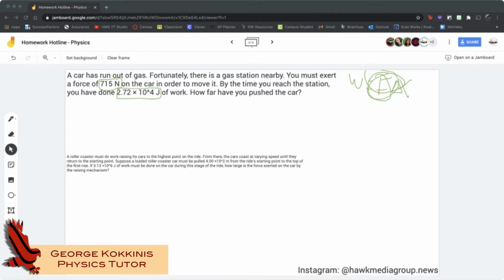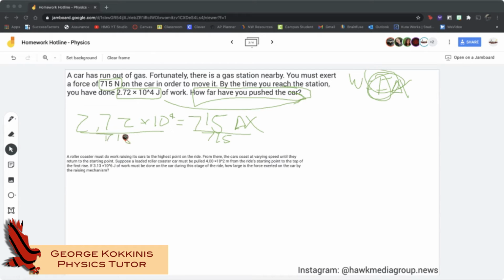So we can input these numbers into this equation over here, meaning work, 2.72 times 10 to the fourth power, is equal to force being 715 times distance. And we're trying to find distance because it is stated here in the question. Now, using basic algebra, we can divide 715 out of this and out of this, and that will get us 38.04 meters. Pretty simple, and that will just leave distance, meaning this question is solved.